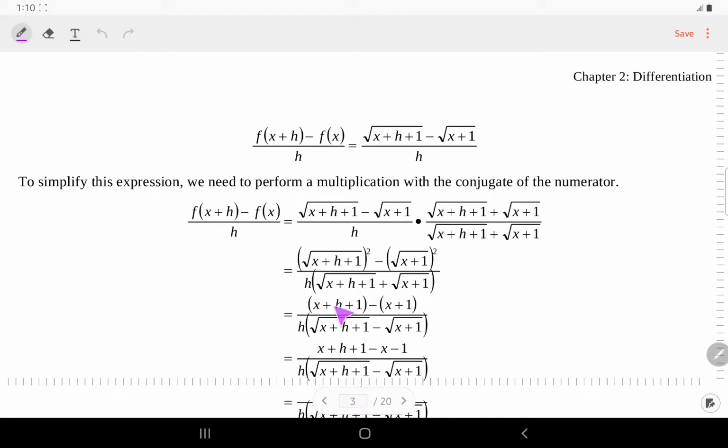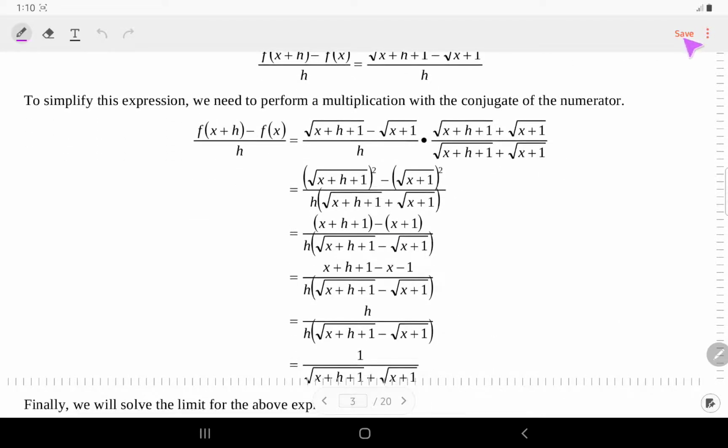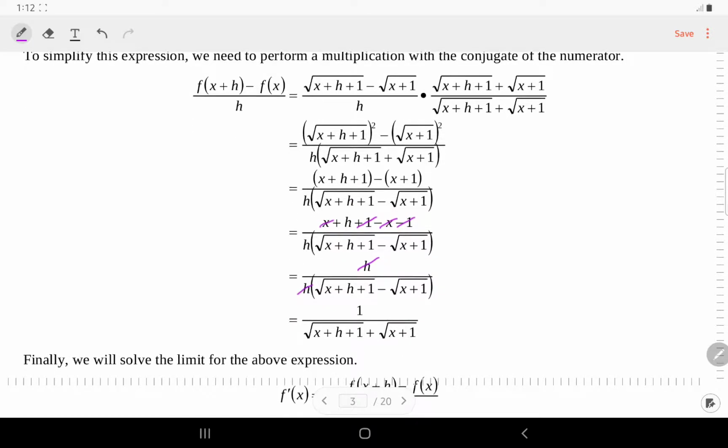Okay, the third, yang bahagian numerator tu akan hilang. X plus h plus 1 minus x plus 1. Okay, and then we can cancel out 1 and also x. Okay, so the remaining term is h, so we can cancel out h atas bawah tu. So this is the simplest form.